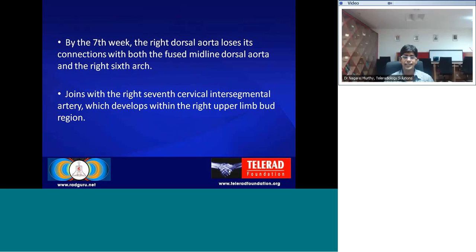By the 7th week, the right dorsal aorta loses its connection with the fused midline dorsal aorta and the right 6th arch and joins with the 7th cervical intersegmental artery, which develops within the right upper limb bud.